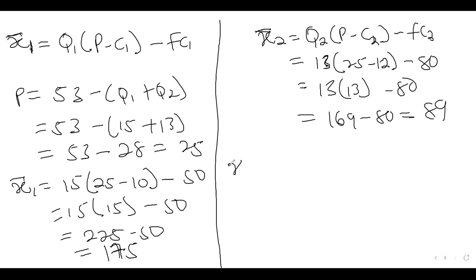Okay. And then the total industry profit will be 175 plus 89. And this is going to give us 264 cedis.